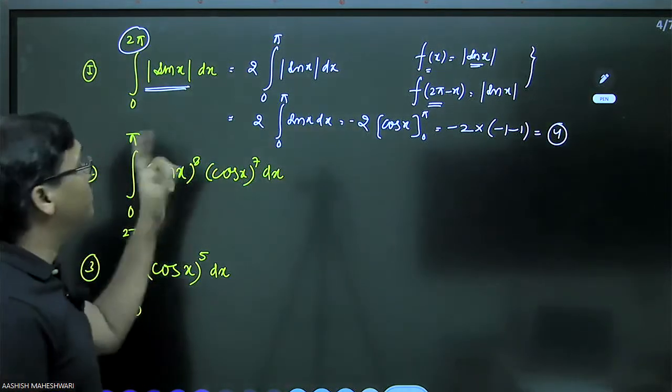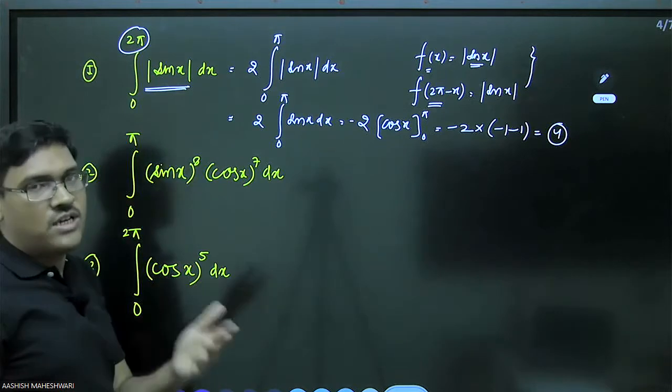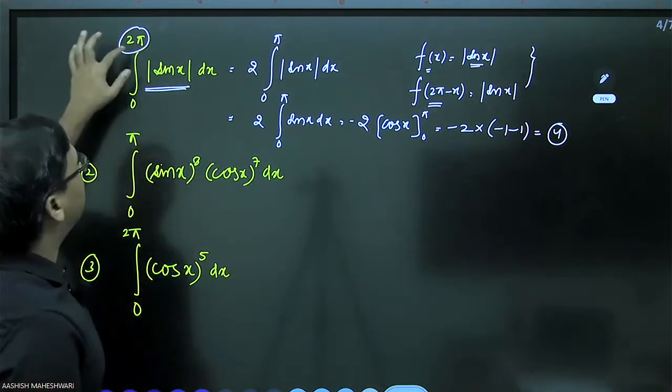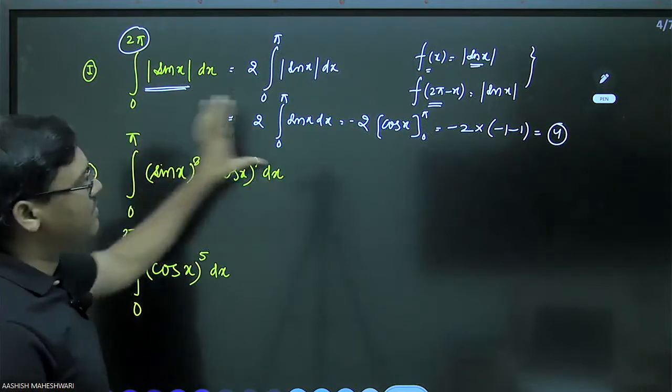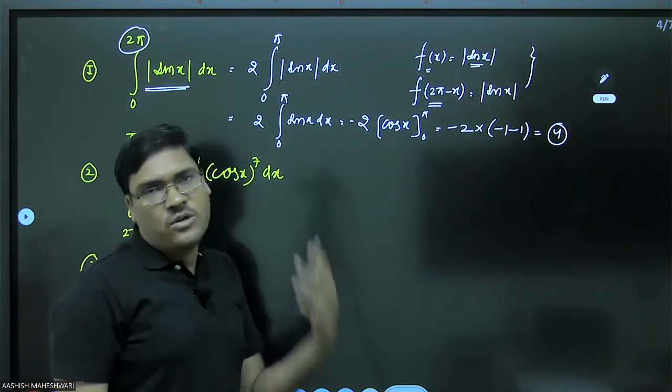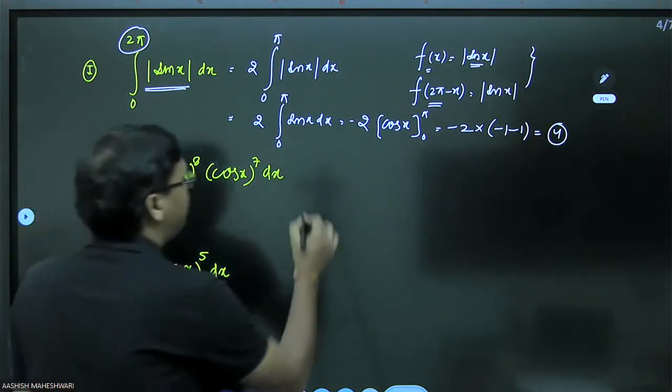In fact, there can be one more method to solve this. We know modulus of sin x is periodic with period pi. So I can directly say this is n pi, so I can take this 2 outside. That is another way to do this, but I have just applied this property to tell you how you can apply this property. Okay. Now solve this second question. Just think about the second question.